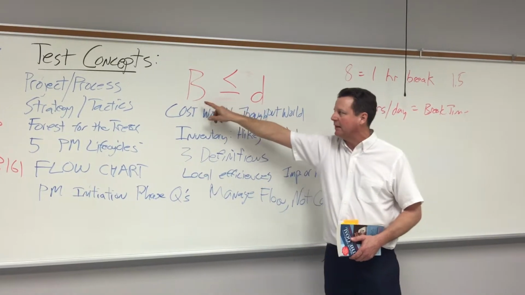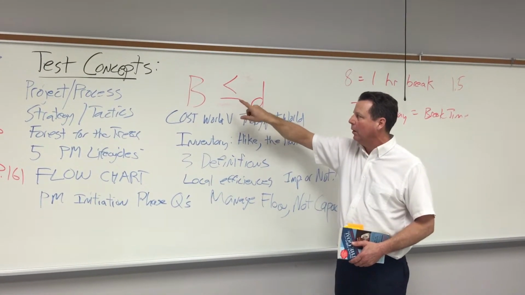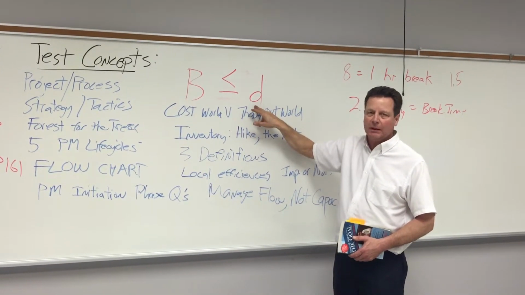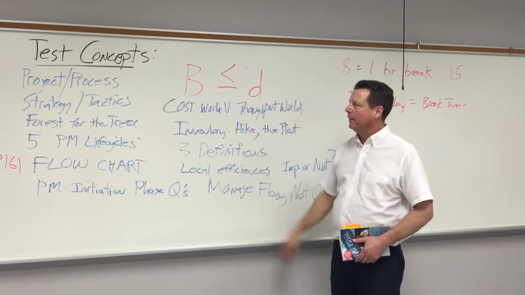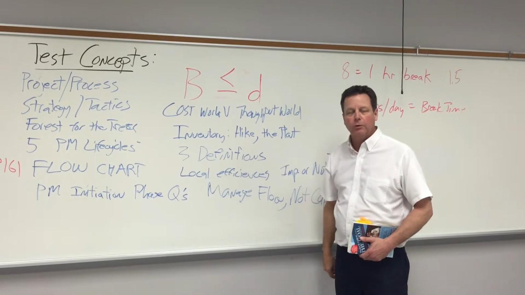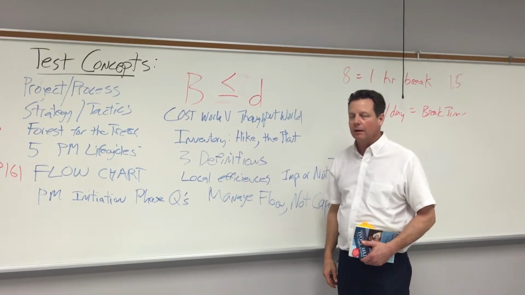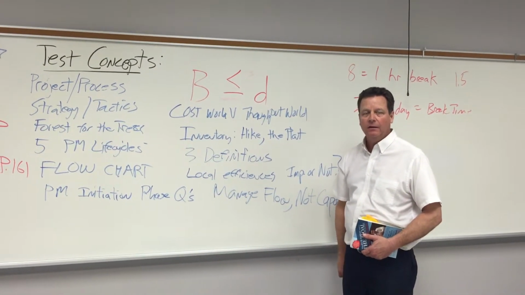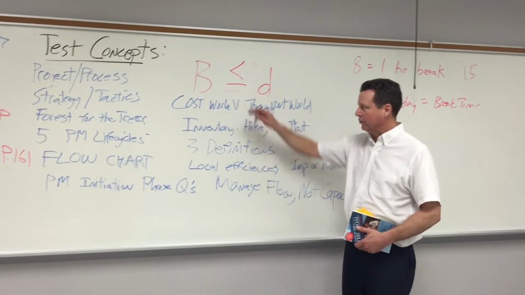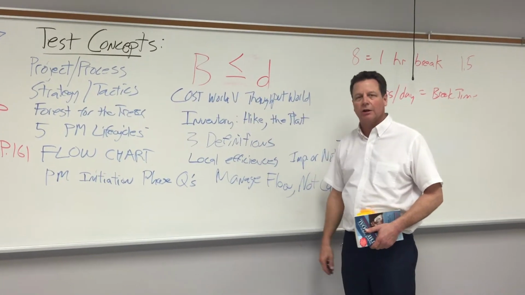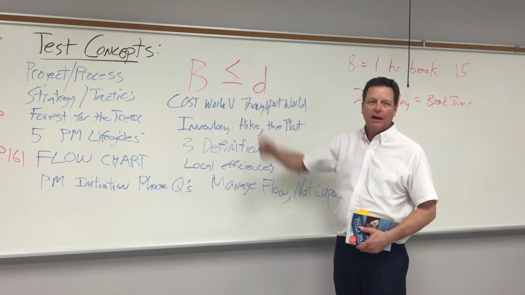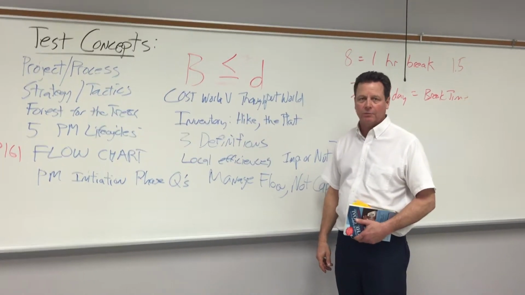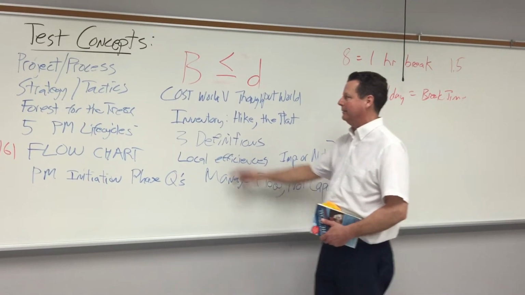This equation states that the capacity of the bottleneck is equal to or less than the demand placed upon it. This ends up meaning that the bottleneck controls the throughput of the plant and the ability to meet the demand, and it controls the rate at which the system generates money through sales. If you can't get your products out the door and into your customer's hands, you don't get paid.